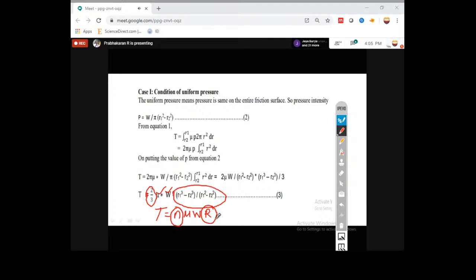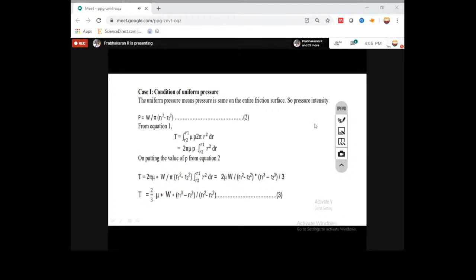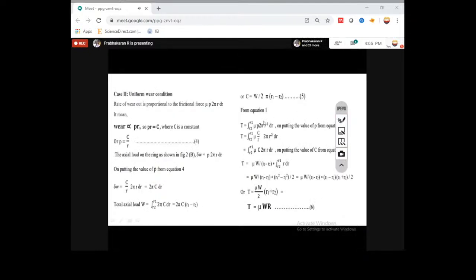Okay, this is the way you should remember whenever you consider the uniform pressure theory. R equal to 2 by 3 into (R1 cube minus R2 cube) divided by (R1 square minus R2 square) is the mean radius formula.